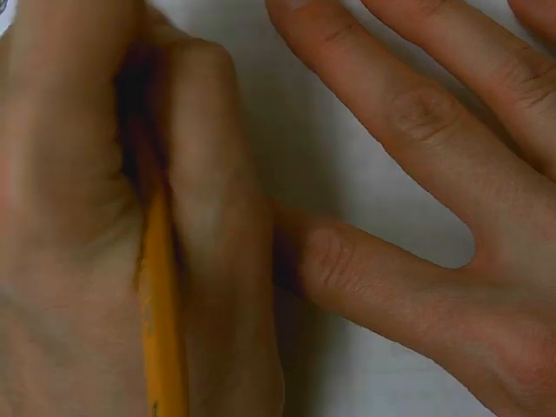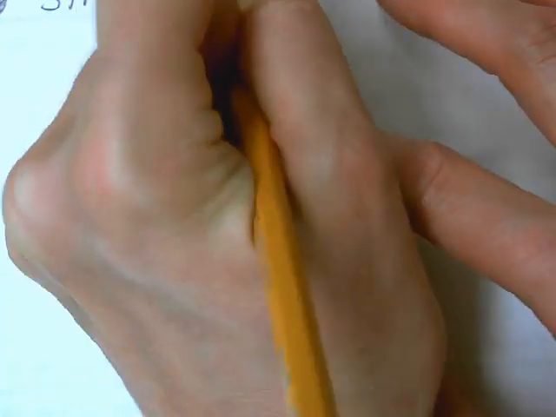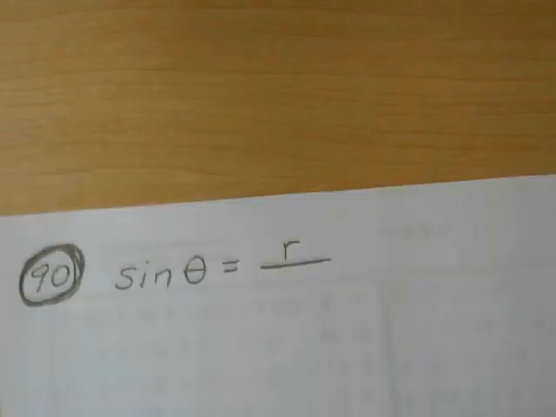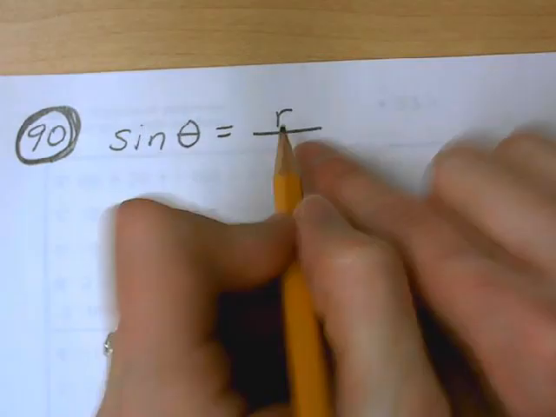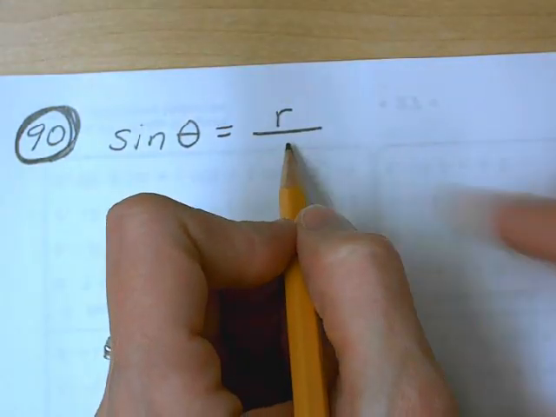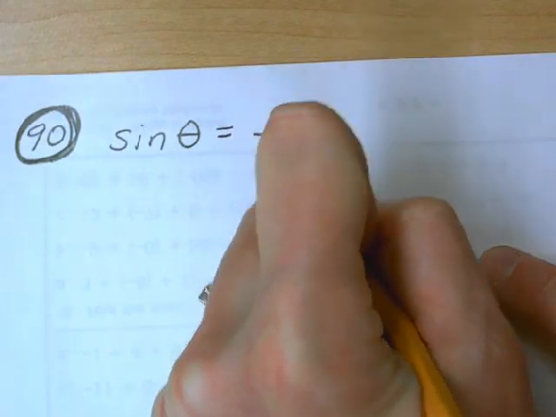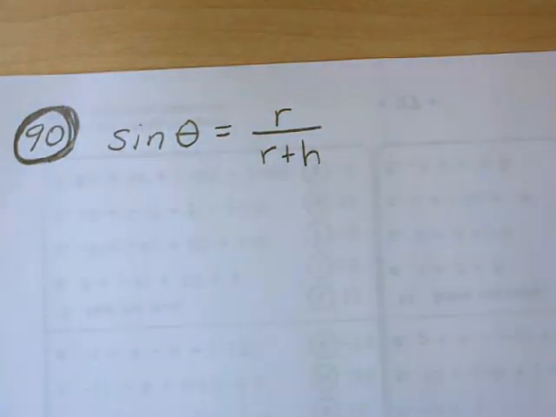It's sine of that angle, theta. Sine of theta equals opposite, that's R. And then the hypotenuse had those two letters on it. Oh yeah, sorry. So sine theta equals opposite over hypotenuse. Well, the hypotenuse said R and H on it, so you have to put R plus H, because it's the whole side there of the hypotenuse.